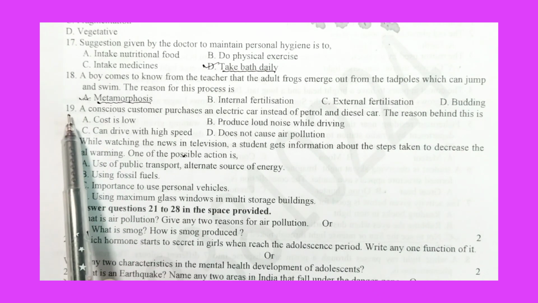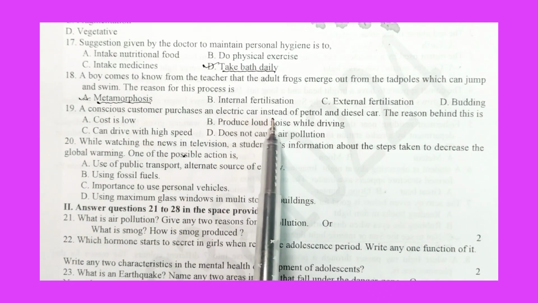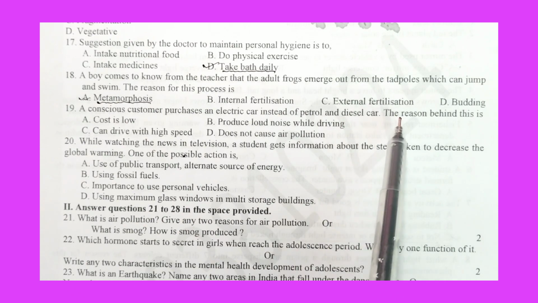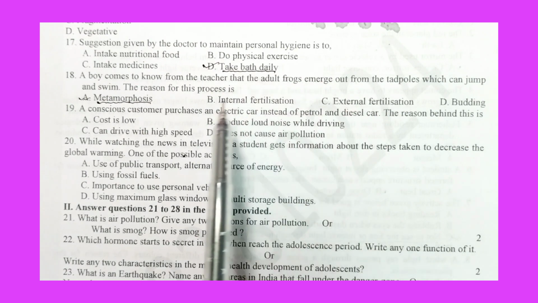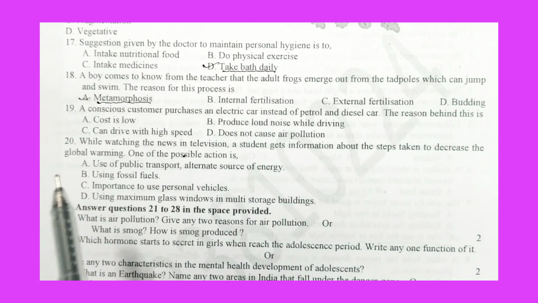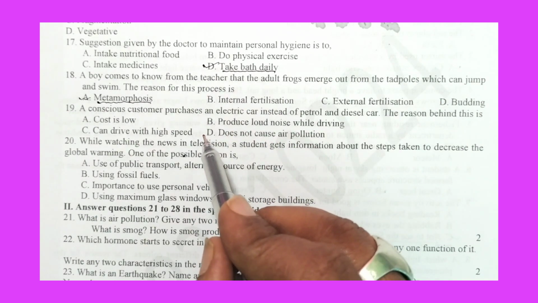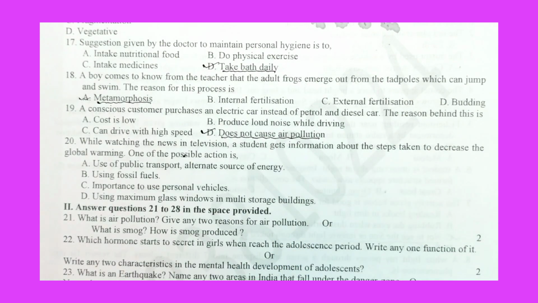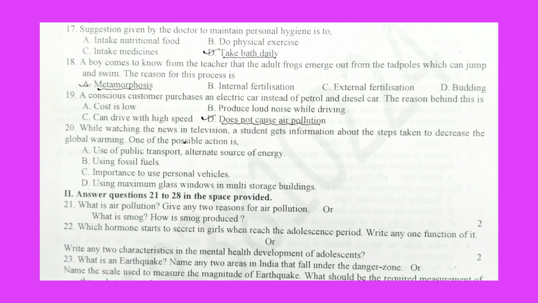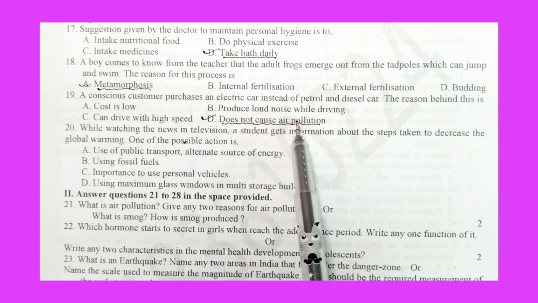So next, let us come to the 19th question. A conscious customer purchases an electric car instead of a petrol or diesel one. The reason behind this is that an electric car does not cause air pollution. An electric car does not cause air pollution under any circumstances. So he took an electric car because it does not cause any pollution. For the 19th question, the option is D, does not cause air pollution.